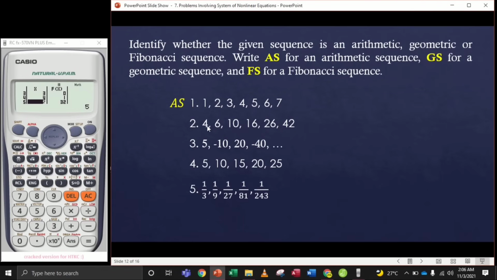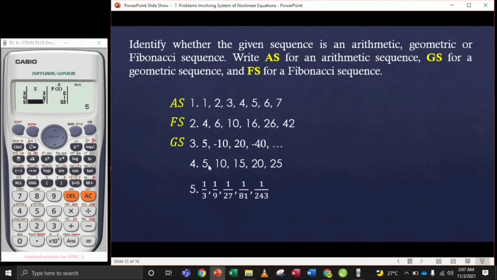So number 2, we have 4, 6, 10, 16, 26, 42. Okay, makikita natin na kapag inadd yung dalawa, 6 plus 10, 16. Okay, so nakukuha natin, so that is Fibonacci sequence. So FS ang sagot. Number 3, 5, negative 10. Next is 20. Next is negative 40. So meron ba silang common difference? Wala. So pero meron silang common ratio, no? So negative 10 divide 5, that is negative 2. 20 divide negative 10, that is negative 2. So, ibig sabihin ito ay GS or geometric sequence.